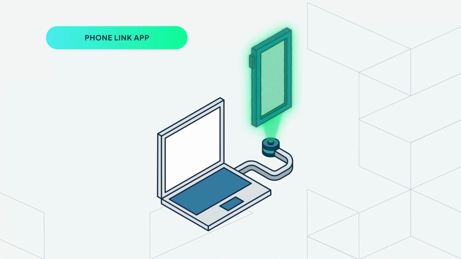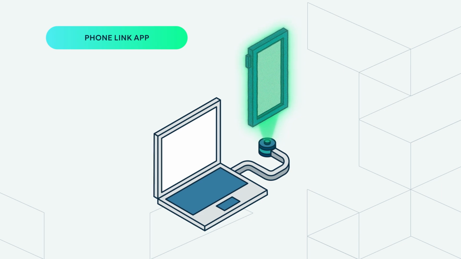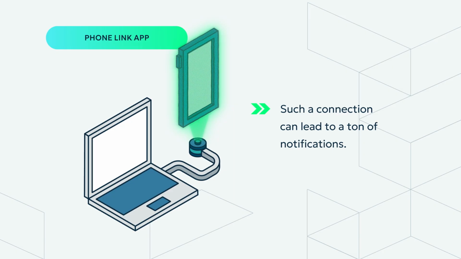With the PhoneLink app, you can connect your mobile device to your laptop or PC, allowing you to receive messages, exchange files, and access your phone without needing to pick it up. However, such a connection can lead to a ton of notifications, which can be a problem when working in an active work environment. Thus, to avoid excessive distractions, you need to toggle Do Not Disturb on PhoneLink.